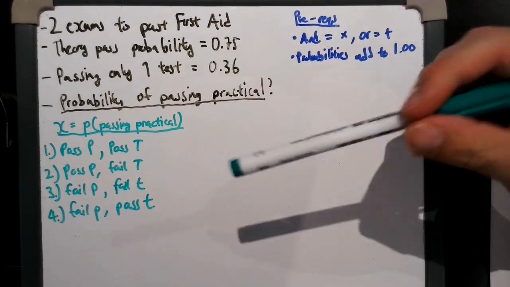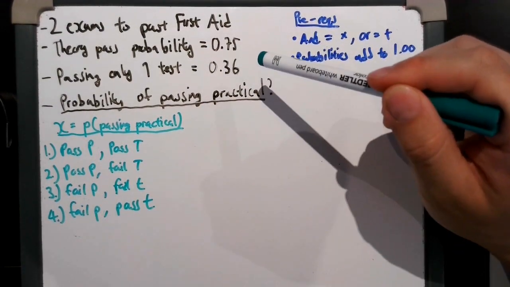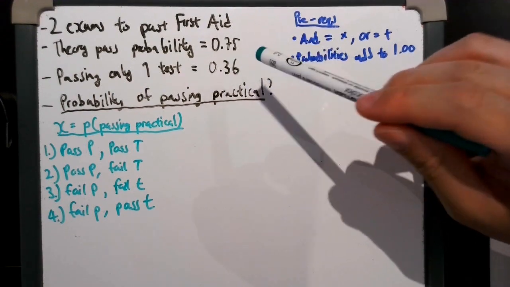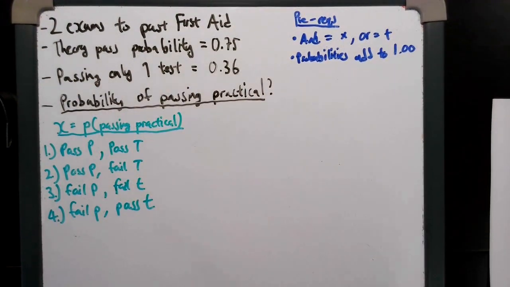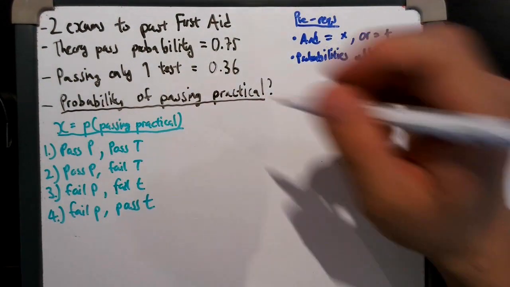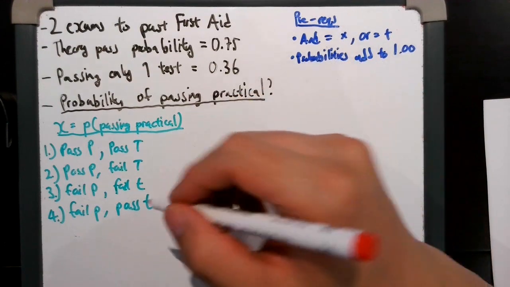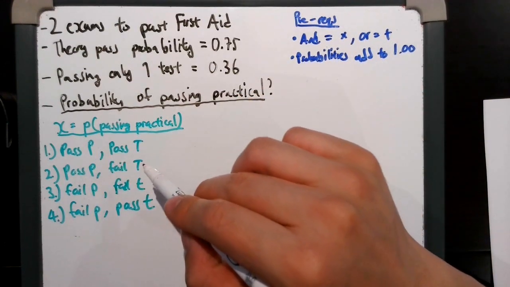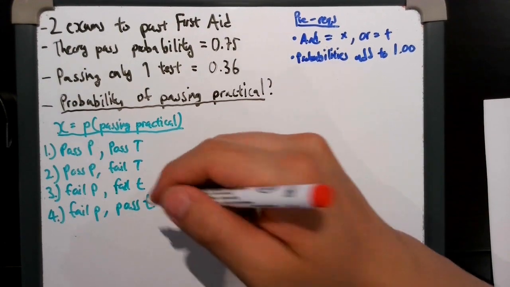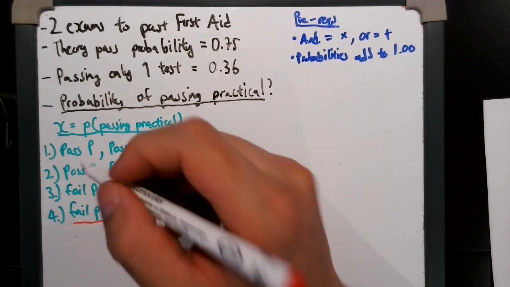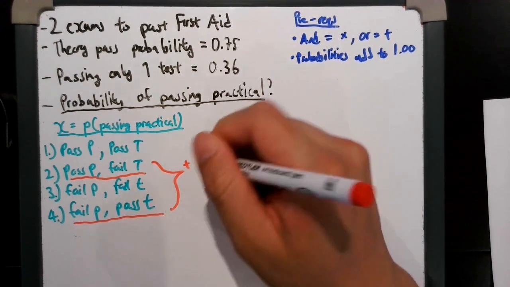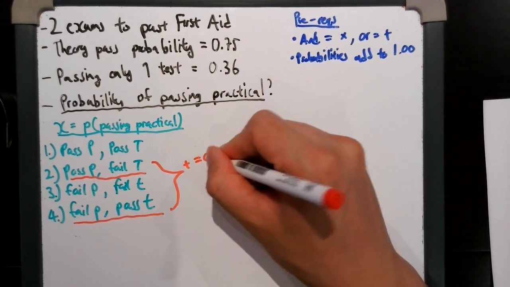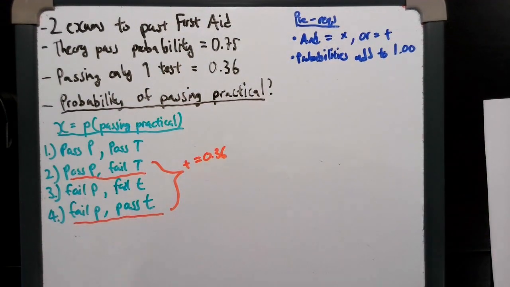So the next step would be looking at, okay, so we know the probability of a certain set of scenarios, like passing only 1 test is 0.36. So which one of these satisfies passing only 1 test? So it's either pass 1, fail 1, or fail 1, pass 1. So it's this one and this one. So you know that these 2, they add to become 0.36. Okay, so that's our next step then.